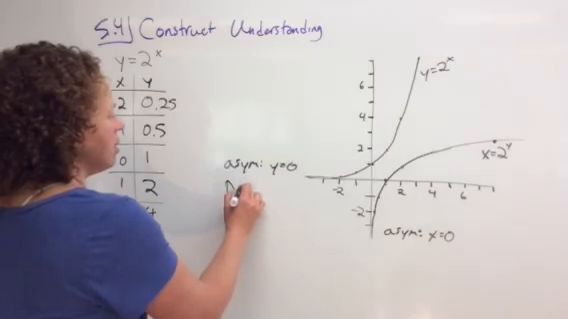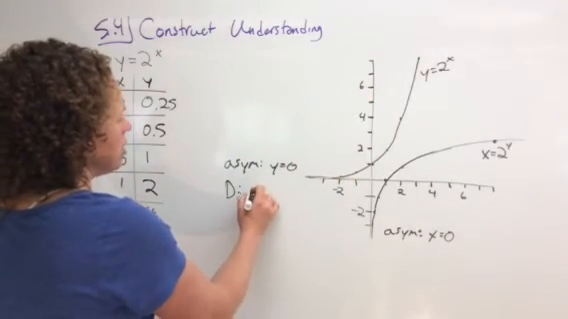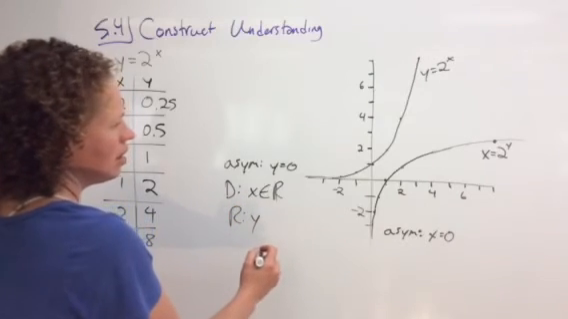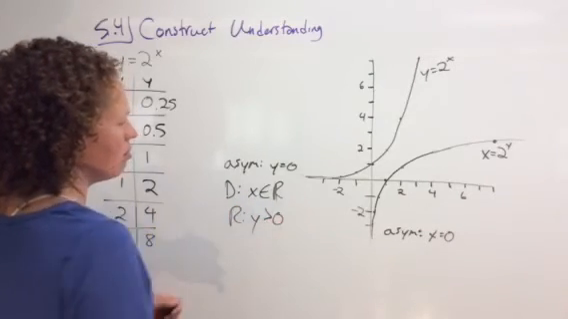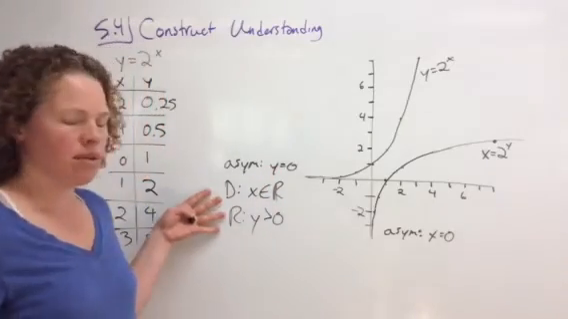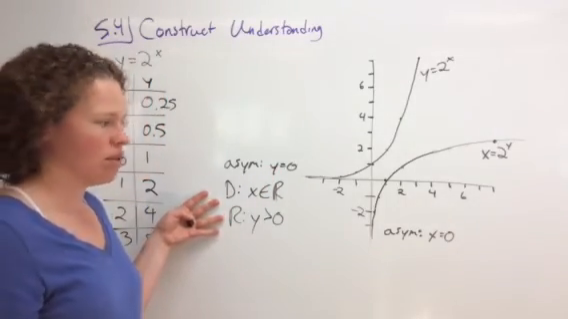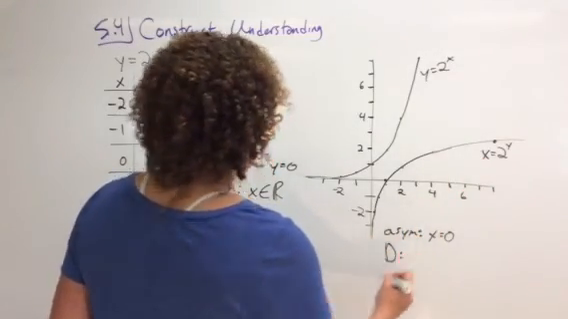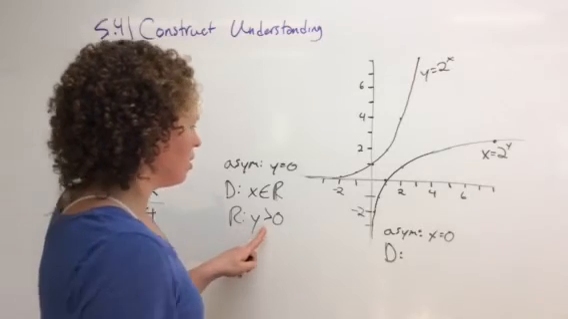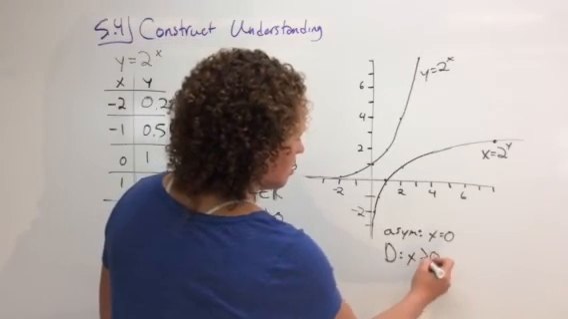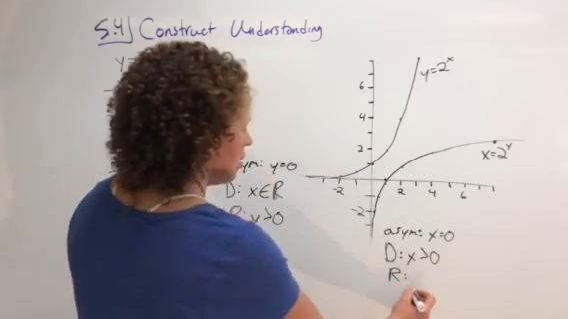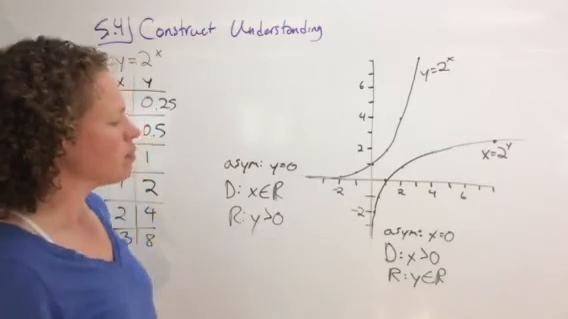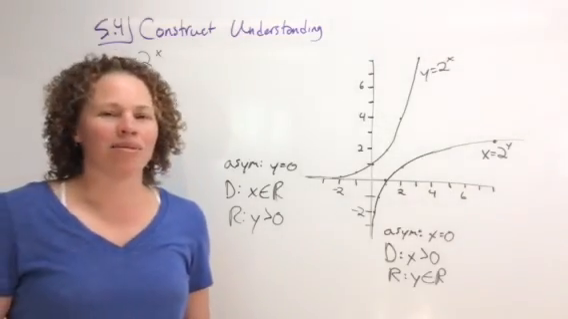So domain for these guys is just x is in the realm of all real numbers. Range is that y has to be greater than 0 because of that. So now we switched the x and y, we're going to switch the domain and range. So the domain for this function here is going to be x is greater than 0, and the range is that y is now the one that's in the realm of all real numbers. Welcome to logarithms.